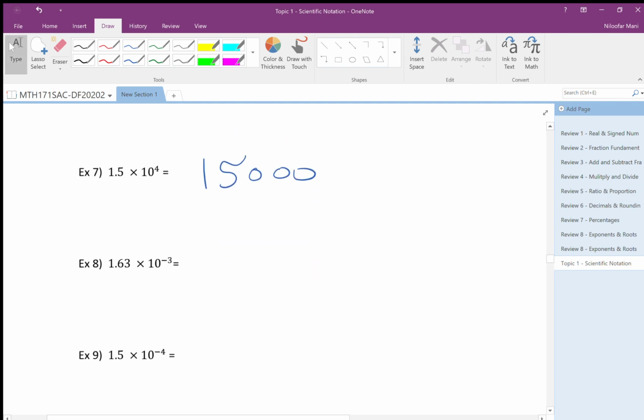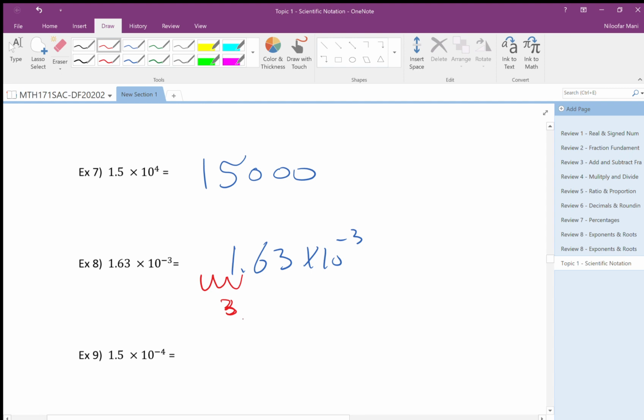A little bit confusing when it's negative, but no, it doesn't matter. You have to just see how many moves. You have negative numbers, so how many moves then? You need 3 moves to the left, right? So you have 1.63 multiplied by 10 power minus 3, because of minus 3. So you do 1, 2 and 3.